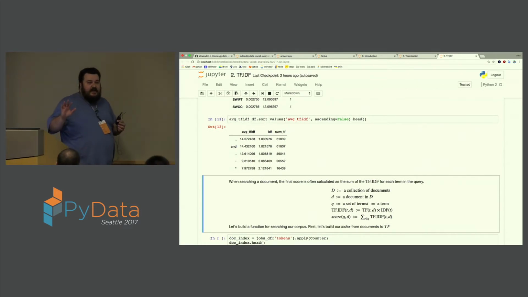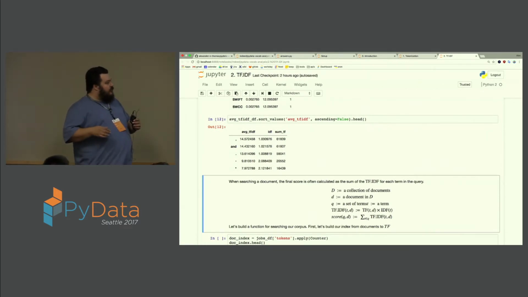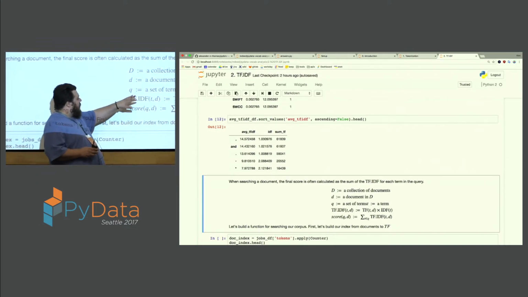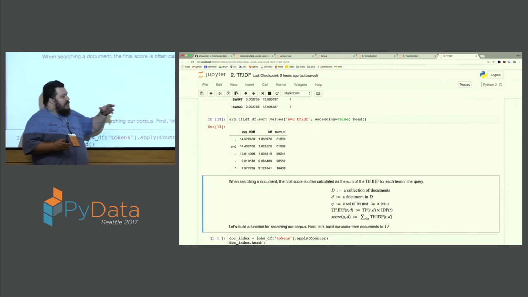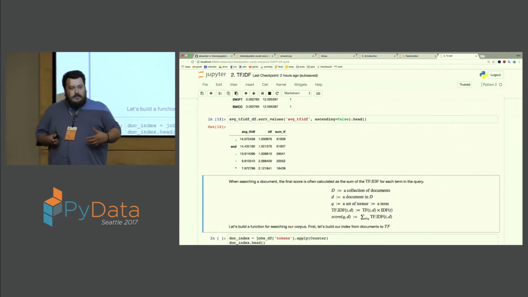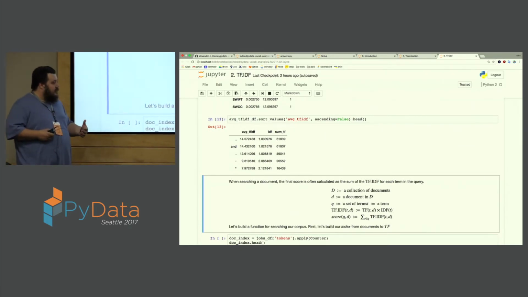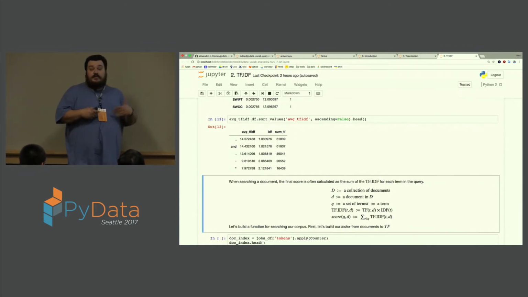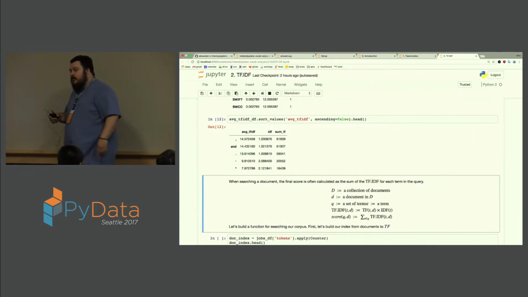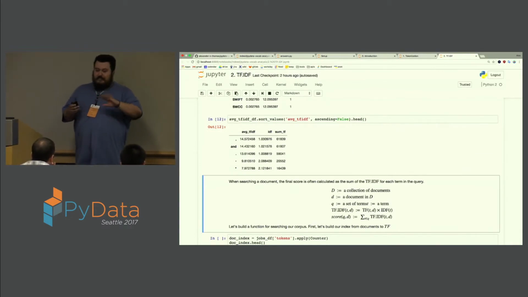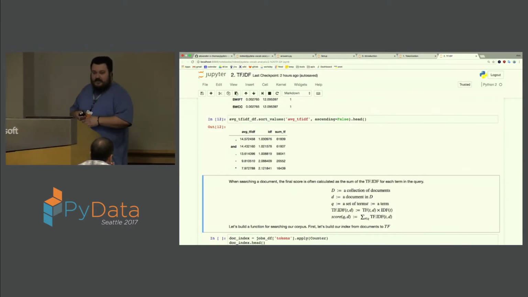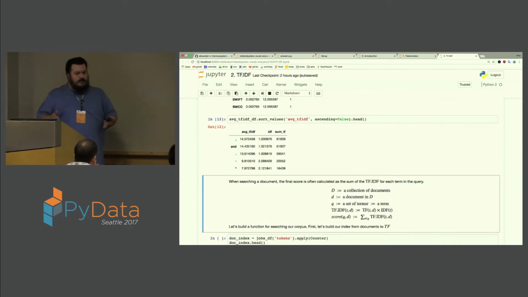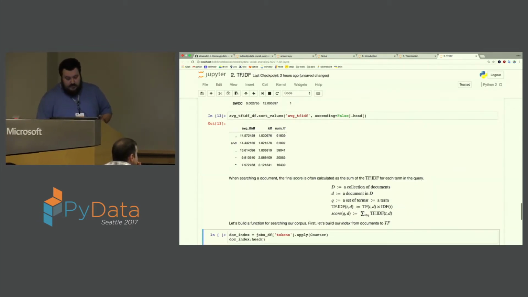Now, TF.IDF comes originally from the world of search, and the way it works is that you have a query, and that query is made up of different terms. You break up that query into terms, find their TF.IDF for all the documents, and then sum that together to get a score. There are, of course, many other implementations of search, but this is the basic implementation you might do in a course. So let's implement that.